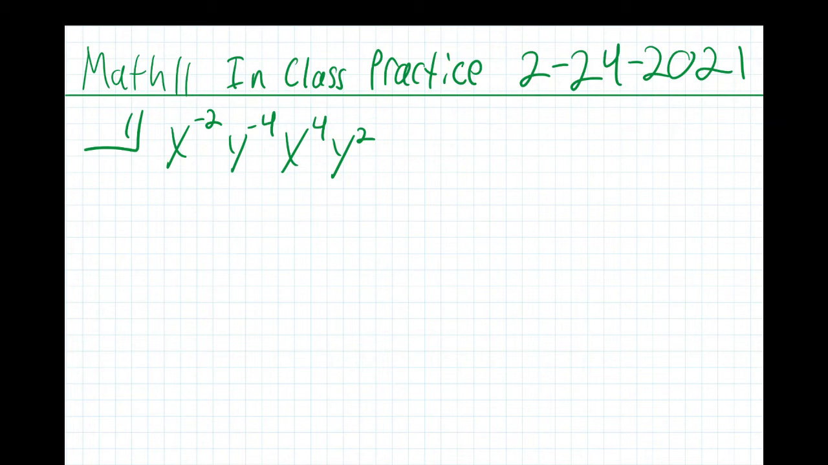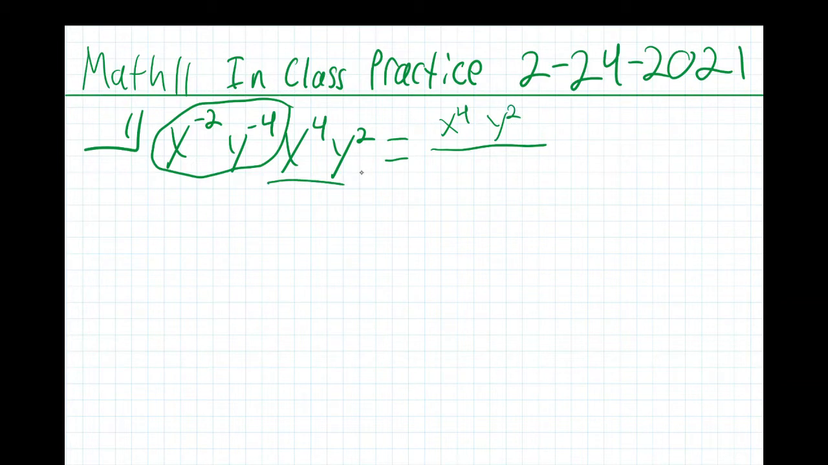For problem number 1, we had x to the negative second, y to the negative fourth, x to the fourth, y to the second. So there are two ways we could have gone about solving this. First, we could have recognized that we had some negative exponents there and we had to get rid of them. So this would have led us to x to the fourth times y to the second. Those positive exponents stay there. X to the negative second gets moved to the bottom along with y to the fourth.